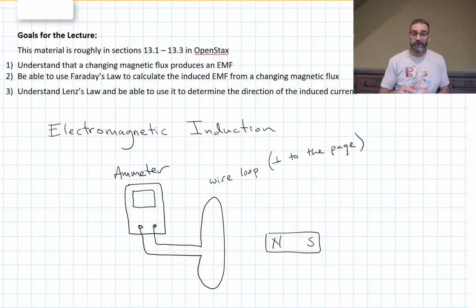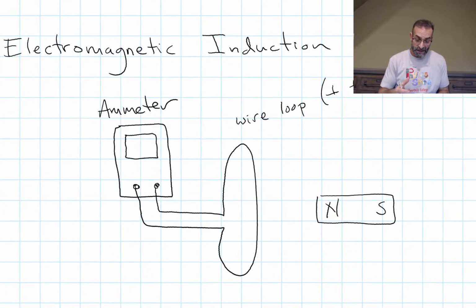If I have a wire loop set up like this perpendicular to the page, and it's hooked up to an ammeter, well, there's no source of EMF. There's no battery hooked up to this loop. There's no current flowing in it. But if I take a magnet and I move it toward the loop like this, then current flows in the loop.